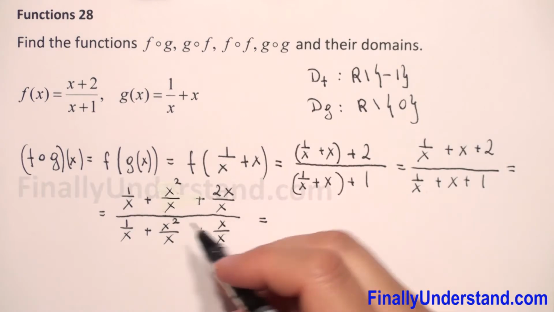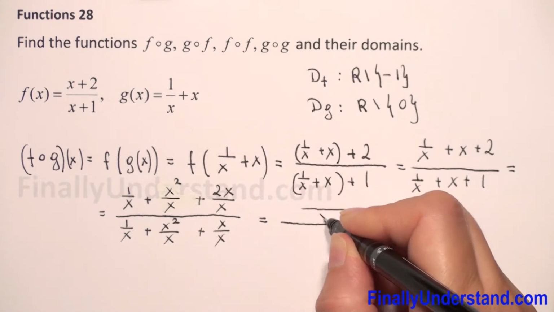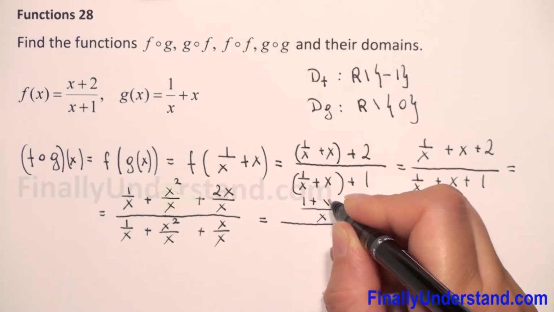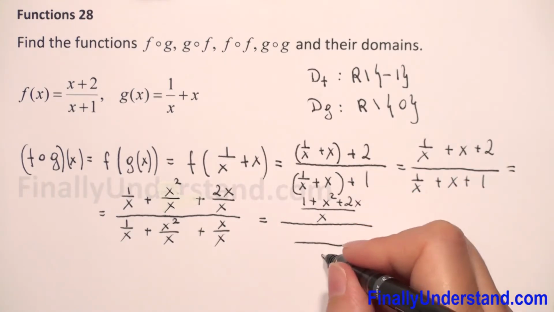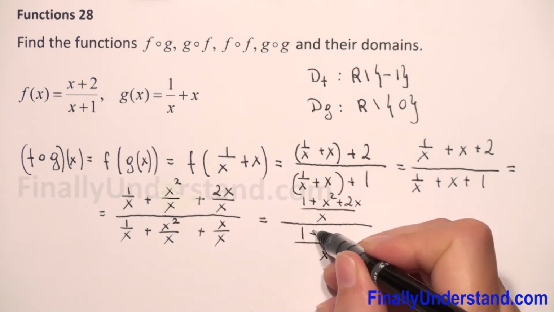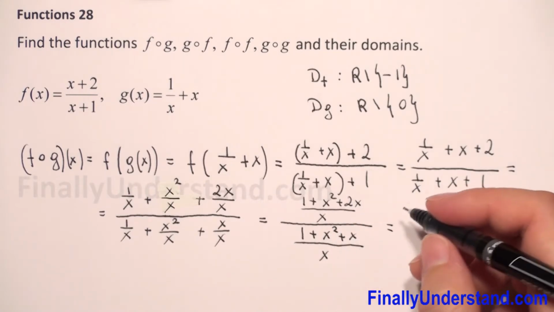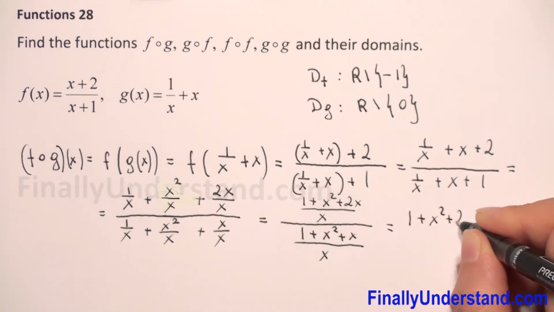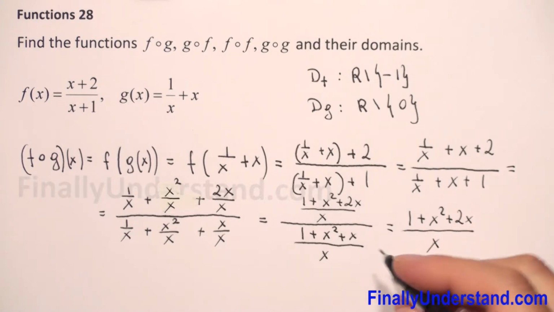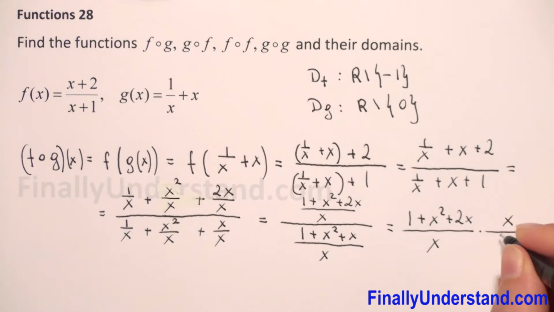This is equal. We have the same denominator, so we can put this together. The denominator will be x, and we just copy 1 plus x squared plus 2x over the same denominator. We have x, and we have 1 plus x squared plus x. We have division of fractions. When we divide two fractions, we just copy the first fraction. So we have 1 plus x squared plus 2x over x. And we have to flip the second. So it will be times x over 1 plus x squared plus x.